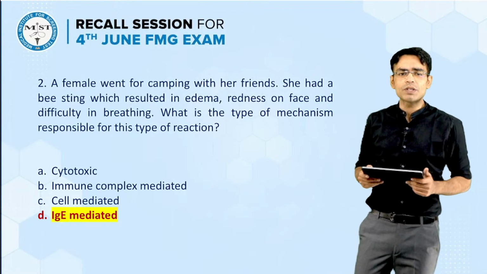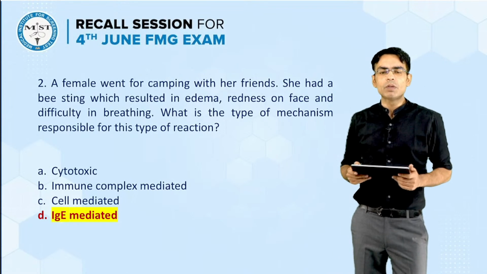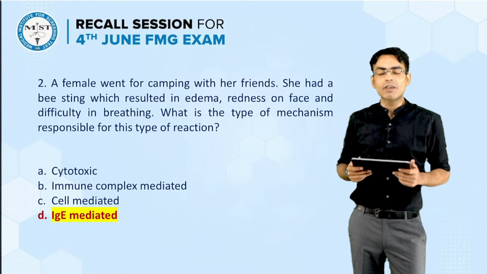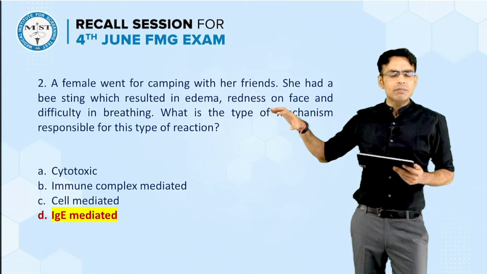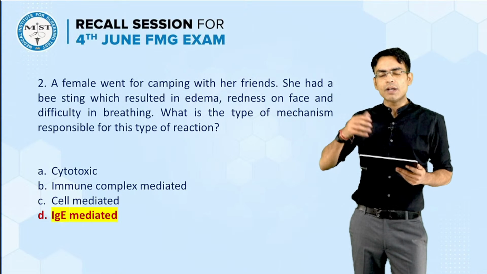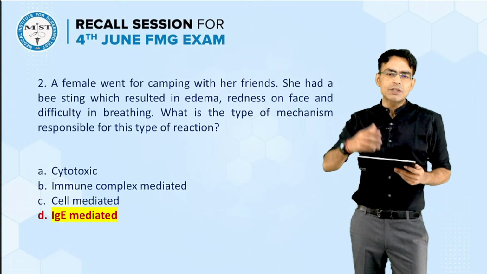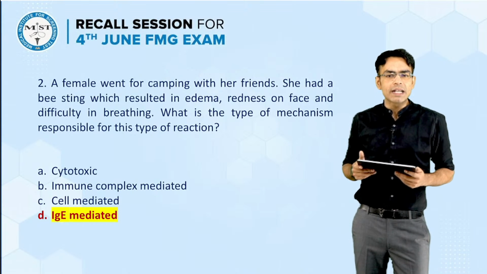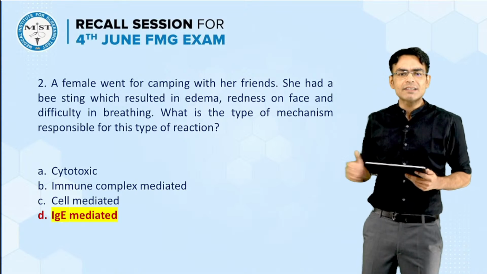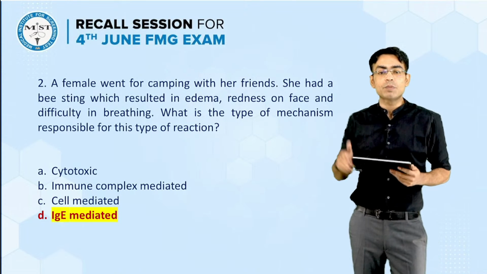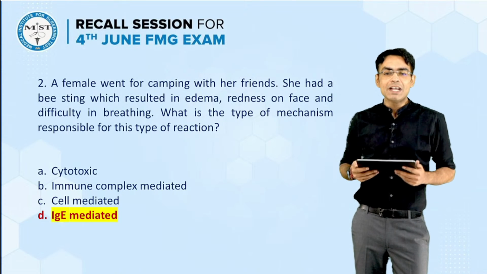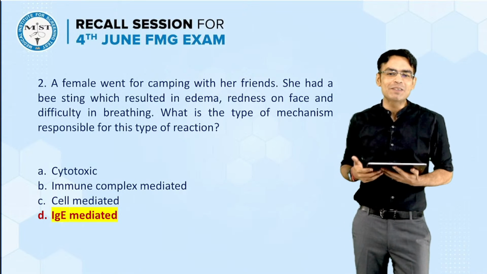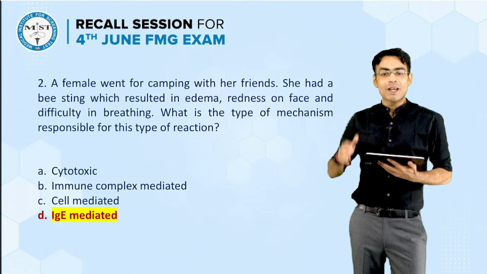Moving ahead to the second question: a female went for camping with her friends. She had a bee sting which resulted in edema, redness on face, and difficulty in breathing. There were some students who were telling me that there was a history given that the doctors tried to resuscitate her because she was having too much difficulty in breathing. But what exactly they had asked in this question is what is the type of mechanism responsible for this kind of reaction? By seeing the options, we could understand that they are talking about hypersensitivity at this time, and suddenly a bee sting happened.